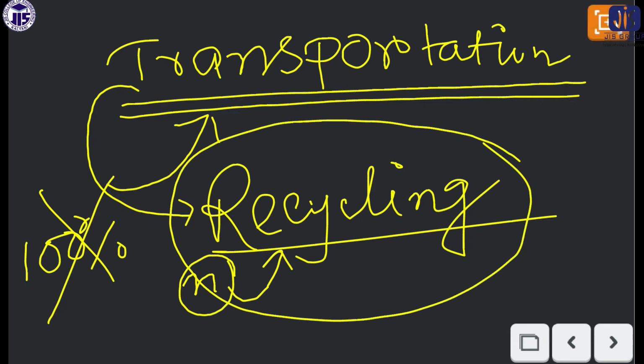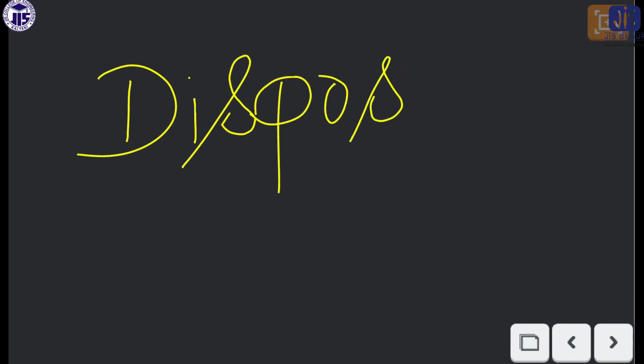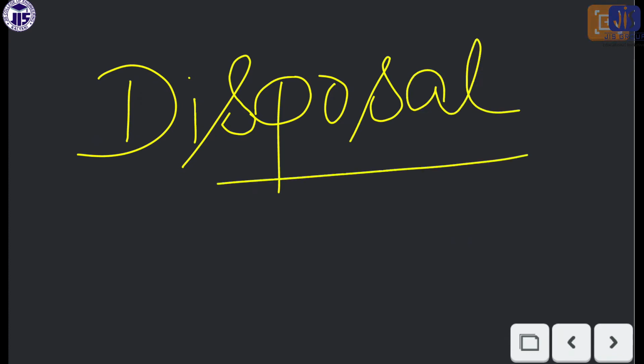So now after recycling, what do we have to do? After recycling there is a step called the disposal. Disposal means we have to destroy the solid waste materials. So there are different kinds of processes available in our country by which it is possible to dispose of the solid waste materials.